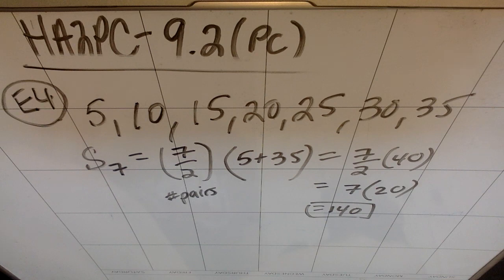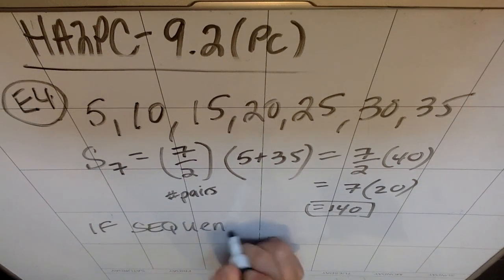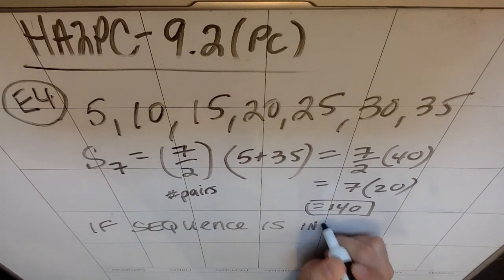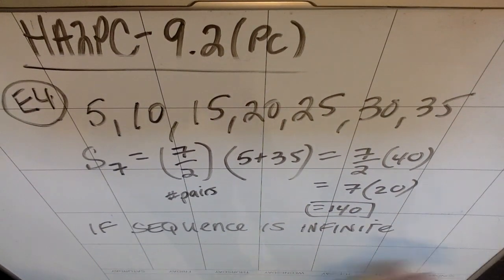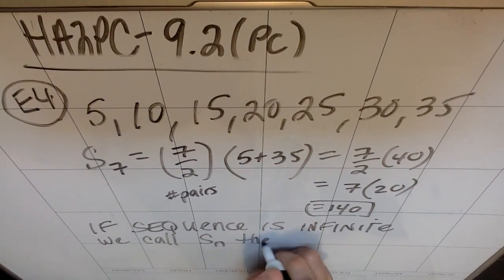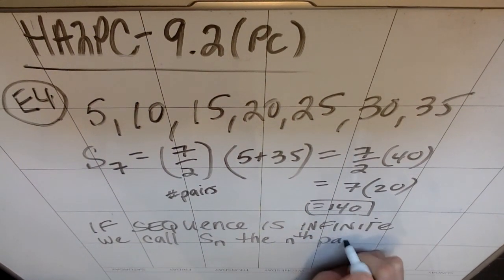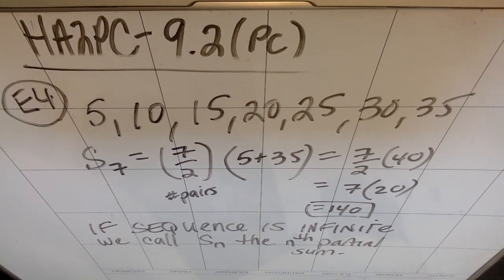Cool. So now let's talk about what if we're talking about infinite sequences instead of finite sequences. So if a sequence is infinite, we can still do the same sum, right? We call S sub n the nth partial sum. The reason it's the nth partial sum is it's not the whole sum, right? It's the same formula, but it says you're only summing the first n terms, right?